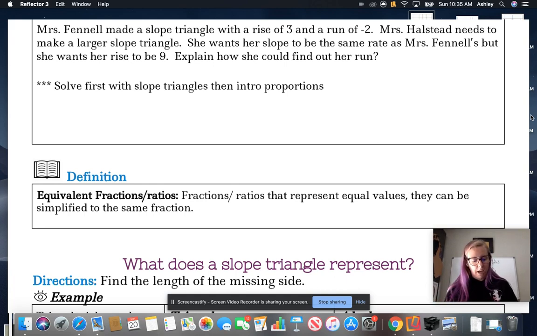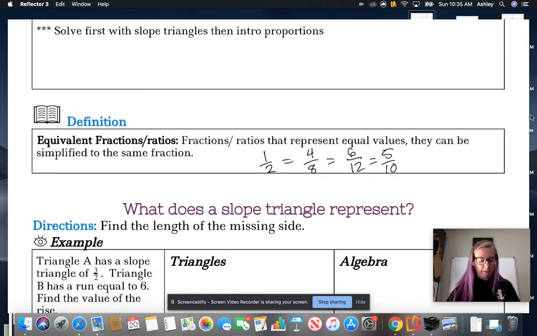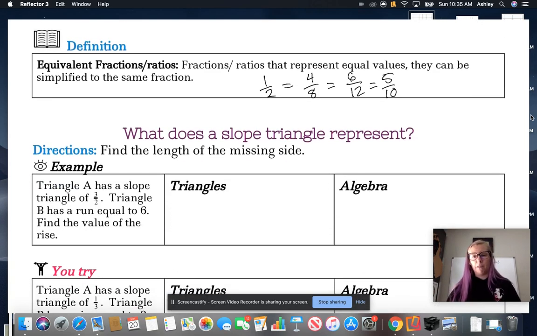So if you have a ratio or a fraction of 1/2, that would be equivalent, or equal in value, to 4/8, or 6/12, or 5/10, or any number of options for equivalent fractions to 1/2. So equal in value. If you have 4/8 pieces of the chocolate bar, that's the same as having half of the chocolate bar.